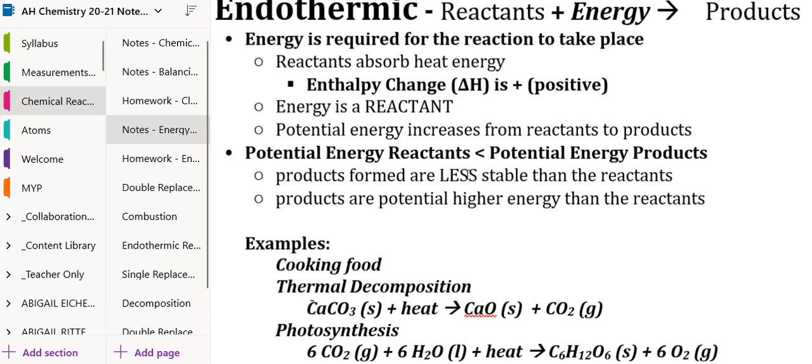And then photosynthesis. For photosynthesis to occur, what has to be provided? Sunlight and some heat, right? And so photosynthesis is another example of an endothermic process. Yes?